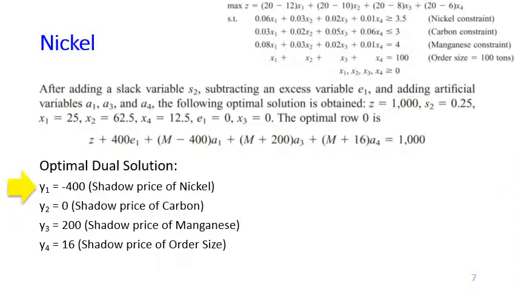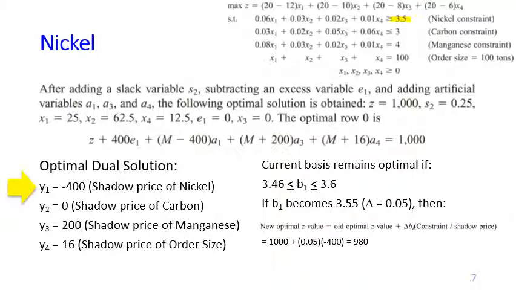The shadow price for nickel is minus 400. And then if we know that B1, the right hand side of nickel, is between 3.46 up to 3.6, then the current basis remains optimal. So if we change B1 from 3.5 to become 3.55, which means the change is 0.05, then we may compute the new Z value using this formula.